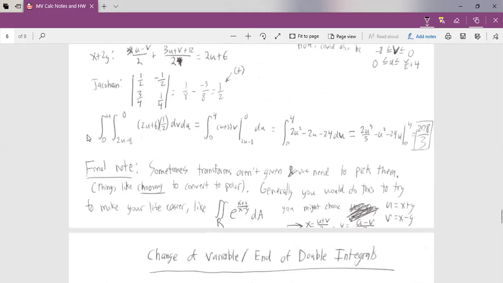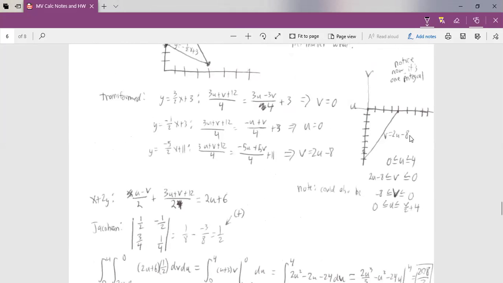So what we get is the integral from 0 to 4, this is for u, and the integral from 2u minus 8 to 0, this is for v, of 2u plus 6 times 1/2, or u plus 3. So we integrate this, 0 to 4, (u plus 3) times v, evaluated from 2u minus 8 to 0, which gives us 2u squared minus 2u minus 24 du, integrated from 0 to 4. So we integrate this: 2u cubed over 3 minus u squared minus 24u, evaluated from 0 to 4, which gives us an answer of 208 over 3. And this is how we do this.